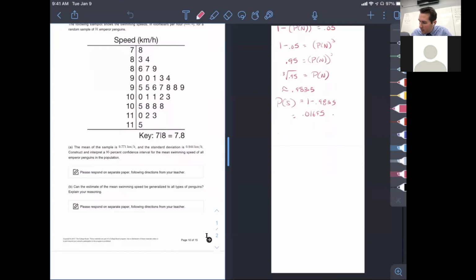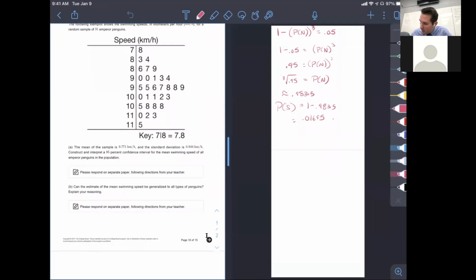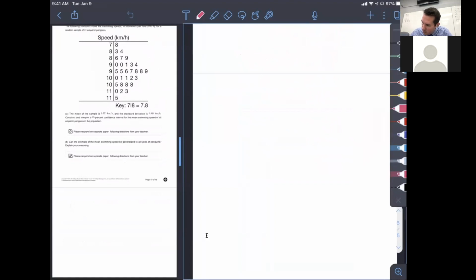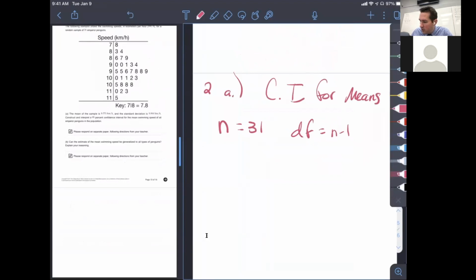So a couple of key things for 2a. For a confidence interval for means, we need n. n was 31, which will help us find the degrees of freedom, which is n minus 1, which is 30. That will help us find our critical value. So I always start with the 95% confidence interval.